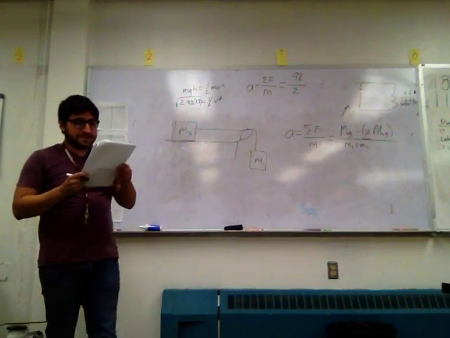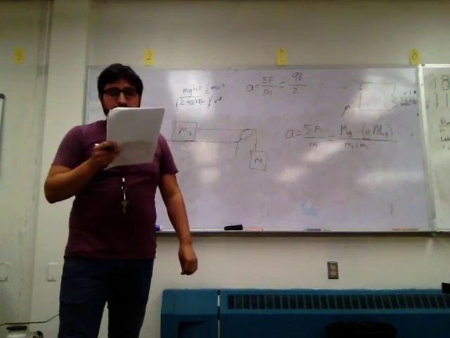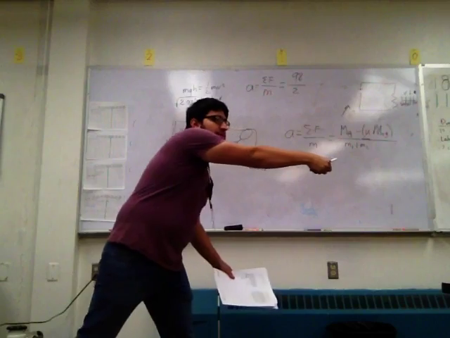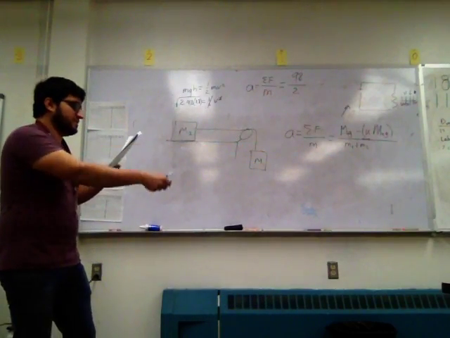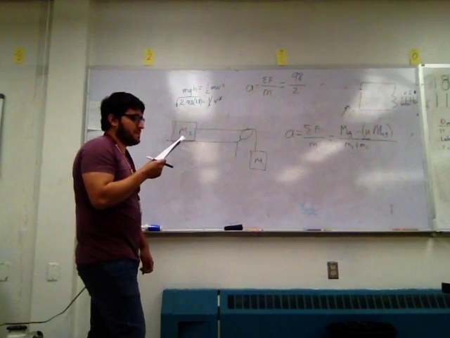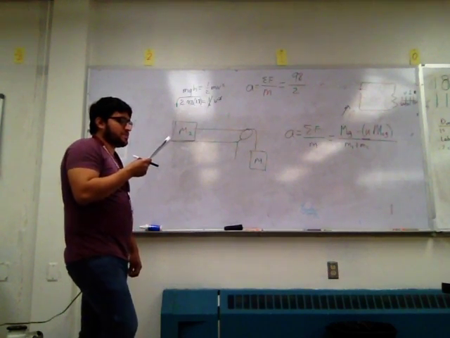Question 27: a student shakes a horizontally stretched cord, creating waves. So he's pulling it this way, and he's shaking it, creating waves. The graph shows the vertical position as a function of time. The student then tightens the cord.